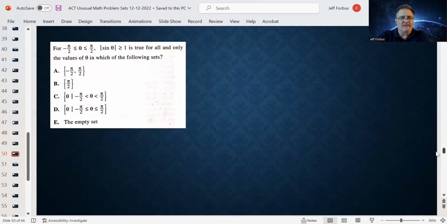For the angle between negative pi halves and pi halves, the absolute value of the sine is greater than or equal to 1. Now it says, this is true for all and only the values of the angle in which of the following sets? So this requires you to really understand some things about the sine wave. Okay, so if this is negative pi halves, I'm going to put it up here. And this is positive pi halves, I'll put it right here.